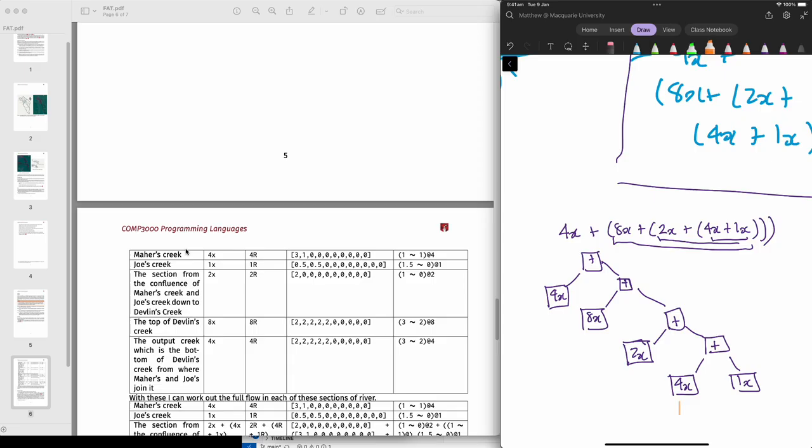This part here was the top part of Mars Creek. This part here was the top part of Joe's Creek. This was the bottom part of Joe's Creek. This was the top part of Devlin's Creek. I'm just using the same colors I used last time I drew them. Top part of Devlin's Creek. And this was the bottom part of Devlin's Creek. So each of the parts of the creek that we identified have one of these literals associated with it.